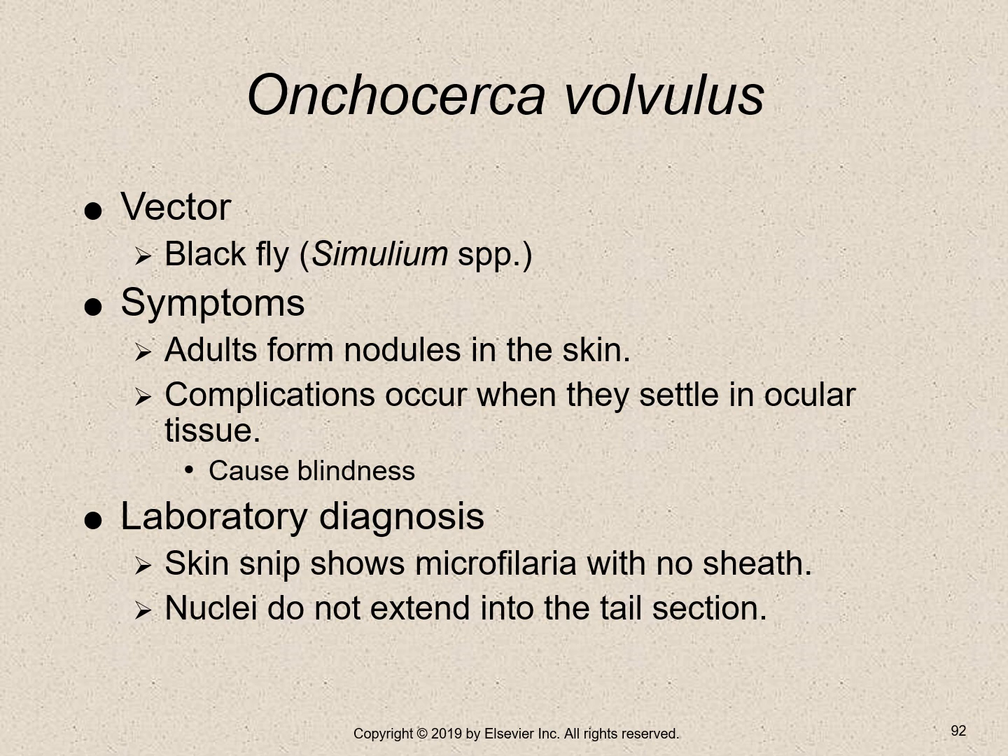Onchocerca volvulus species have non-periodic migration, and laboratory diagnosis includes the skin snip method, in which a small slice of skin is obtained and placed on a saline mount to observe microfilariae. Onchocerca species microfilariae show no sheath. The nuclei also do not extend to the tip in this organism.